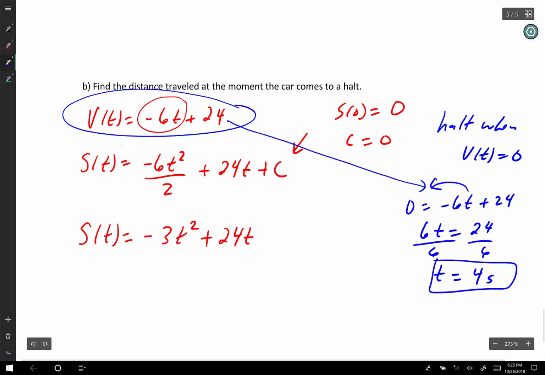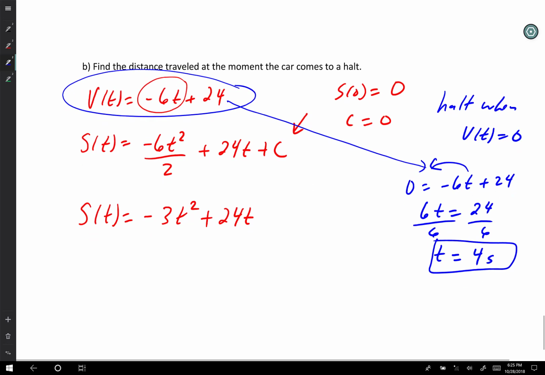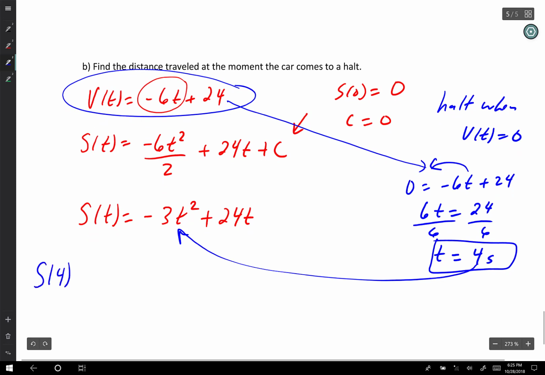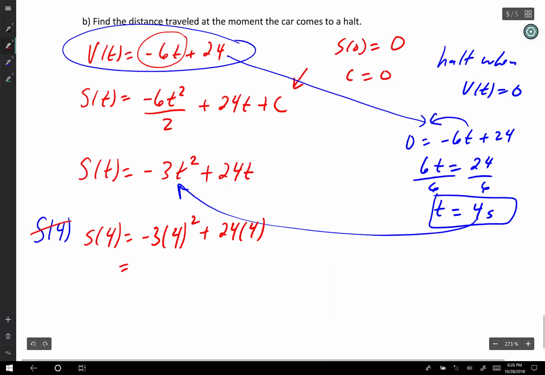That's an s for second, not a 5. I don't see any mistakes. I plug in that 4 in here. So S of 4 equals negative 3 times 4 squared plus 24 times 4. I think we can do this by hand. I don't think we need a calculator.